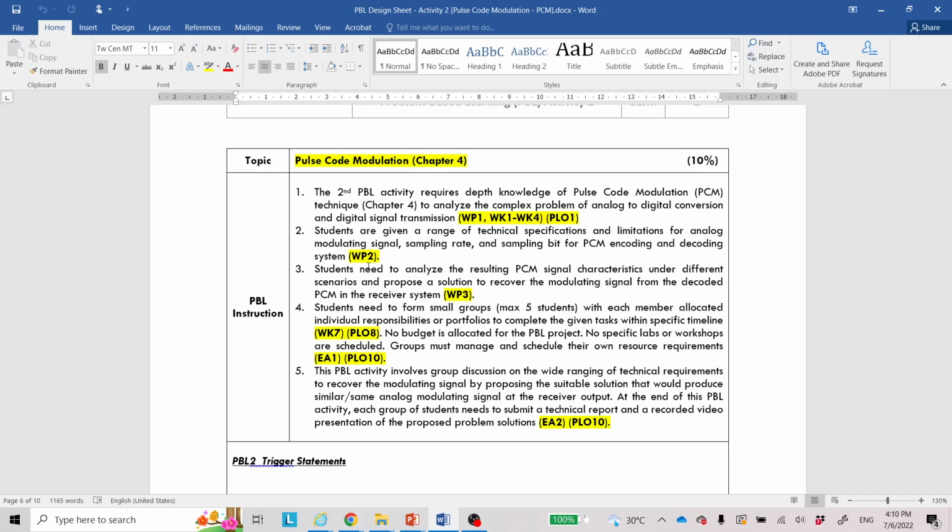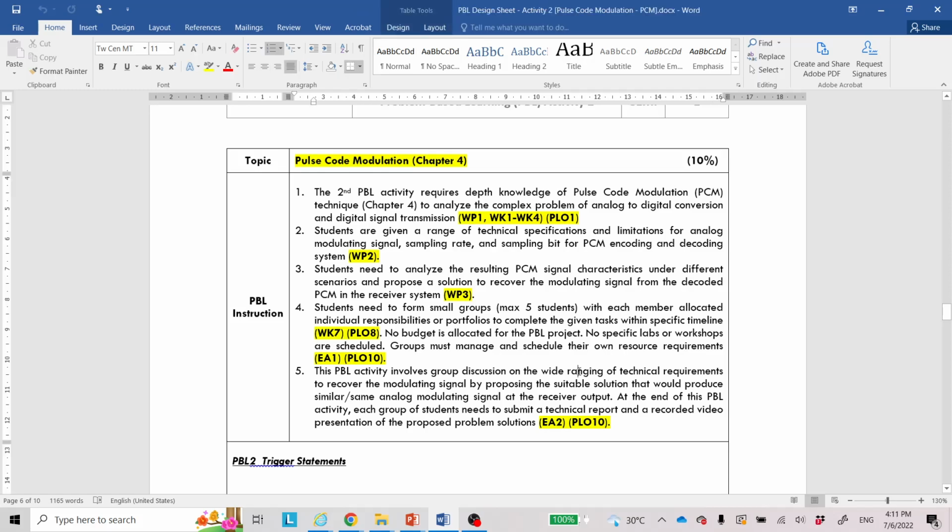that you have learned in chapter 4. Okay, students need to form small groups, again using the same group. I hope that you are good with your group members. Okay, each member allocated individual responsibilities or portfolios to complete the given task within specific timeline. No budget is allocated for the PBL project. No specific labs workshop are scheduled. Groups must manage their schedule and their own resources requirement.